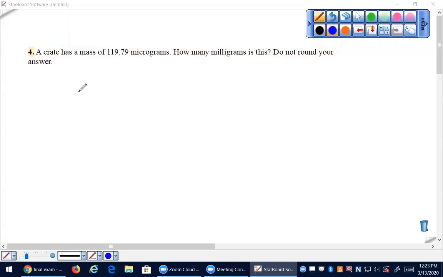So I'm going to write out my letters: K, H, D, U, D, C, M, dot, dot, micro. Say where I am starting. I am starting at micro. And say where I am going to. I am going to milli.